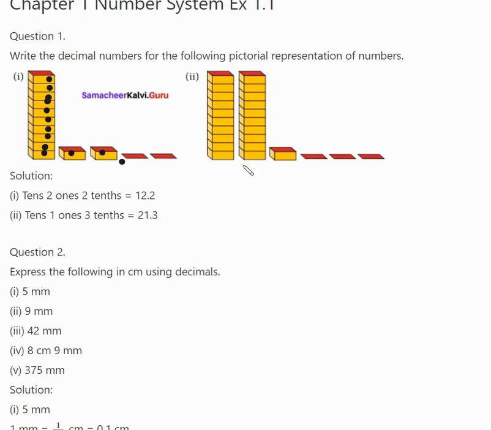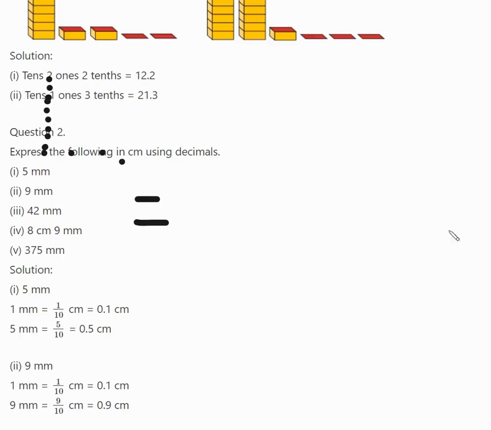Right. Next, second diagram. How many tens are here? 2 tens. That is 20 plus 1, 21. Ones 1, tenths 3. So they don't get confused with this, just count the boxes here. This is 10 boxes here. 10 plus 10, 20. 20 plus 1, 21. So 21.3. This is 12, 10 plus 2, 12.2. That's all, right?